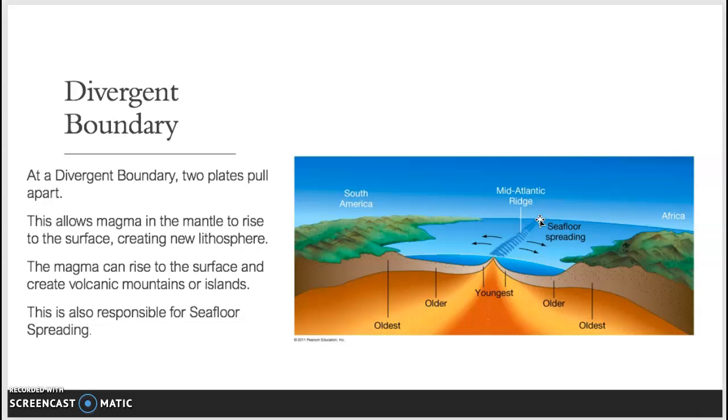And the reason why that happens is as the plates pull apart, that magma comes up to the surface and it kind of flows out and down the sides. And it can create volcanic mountains, which can become islands. And it makes the ocean floor bigger. Okay, so the seafloor actually spreads out and you get these ridges, which are essentially mountain ranges underneath the ocean, where these divergent boundaries are creating these mountain ranges. Okay, so those are divergent boundaries.